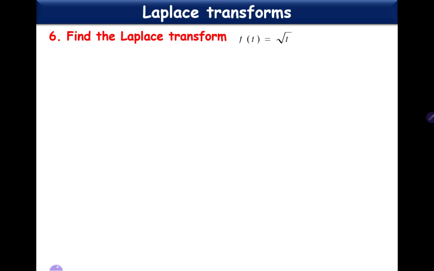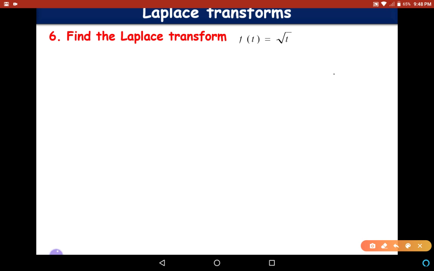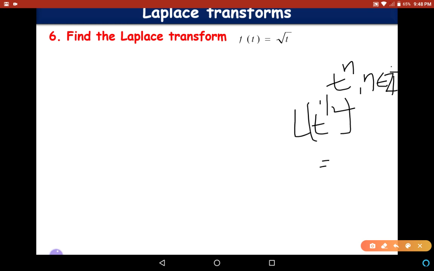Find the Laplace transform of root t. f of t is equal to square root of t. We know that Laplace transform of t power n when n is an integer is n factorial by s power n plus 1. But when n is a real number, like here where n is 1 by 2, the Laplace transform of t power a is gamma of a plus 1 by s power a plus 1. Here a is 1 by 2. So we will apply this formula here.